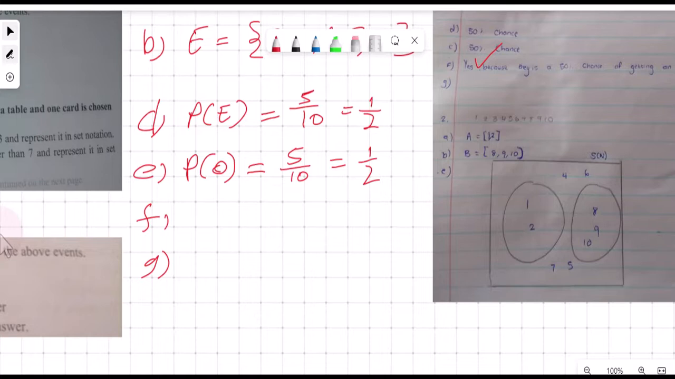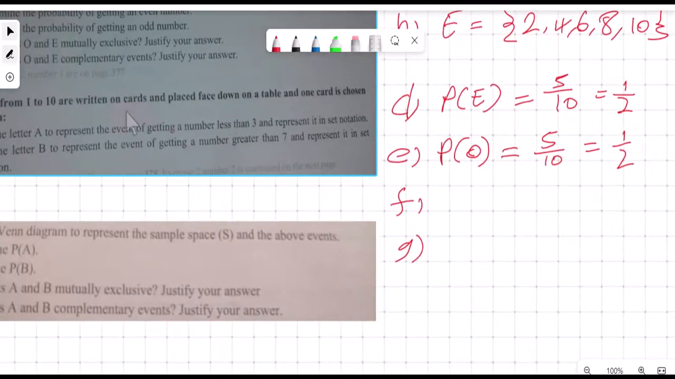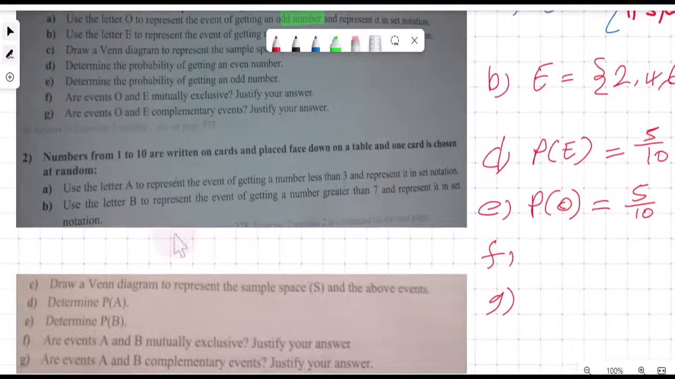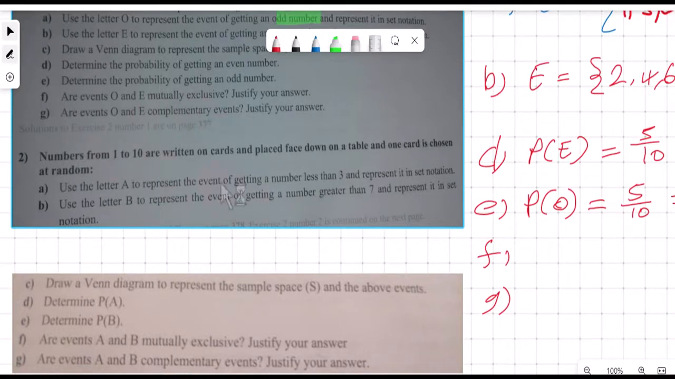That the coin is a fair coin, the coin has two sides only, it's a head or a tail. Those things need to be stated out. So here, flipping a coin, it's one of what we call complementary events. They complement each other. So the question: are events O and E complementary events? I think the answer is yes.